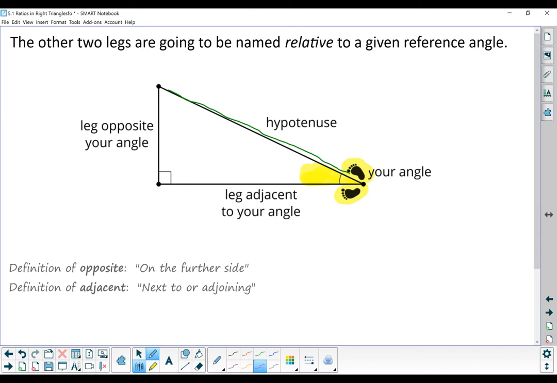So the one that is right next to you as you stand at that reference angle, we're going to call it the adjacent leg. Adjacent means next to or adjoining. So the leg right by the reference angle is going to be called the adjacent leg. And the one that is on the other side of the triangle from the reference angle is going to be called the opposite leg. So we're going to have the opposite leg and the adjacent leg.